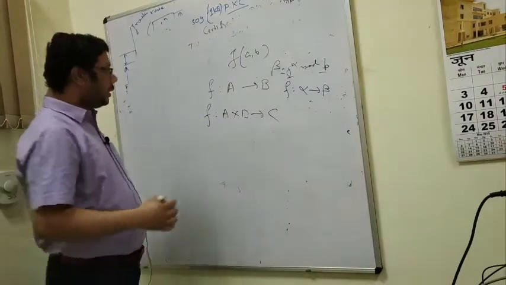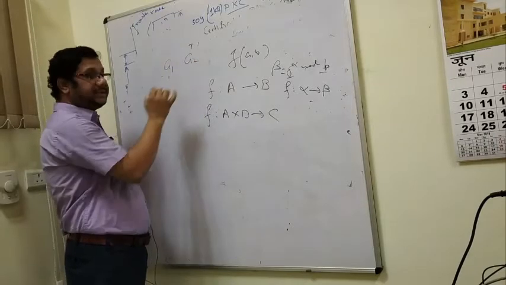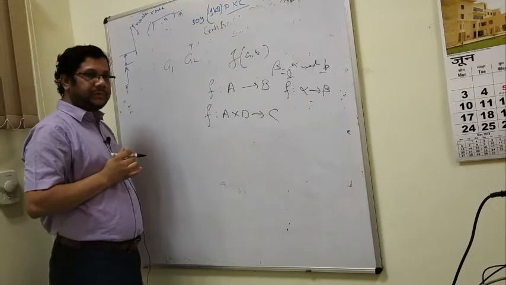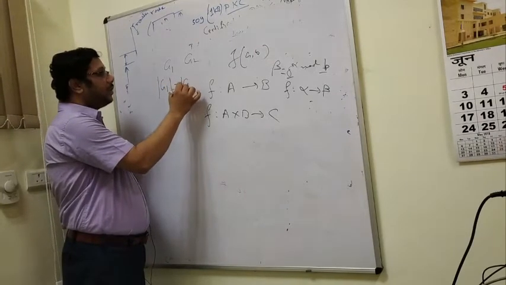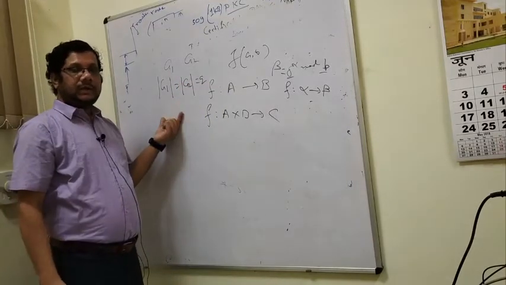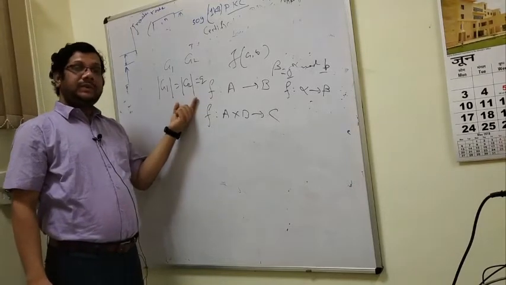Now we take two groups. One is G1 and another is G2. Two cyclic groups, which we have already studied. The order of the two groups is the same. Order meaning the cardinality of the two groups is the same, meaning the size of the two groups. The number of elements in both the sets is the same, Q, where Q is a large prime number.